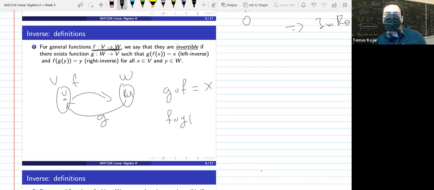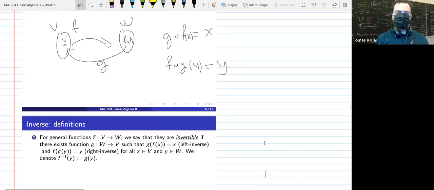So we want a two-sided inverse, because there are maps where you have it only one way. Anyways, they're too complicated. It's not worth it.